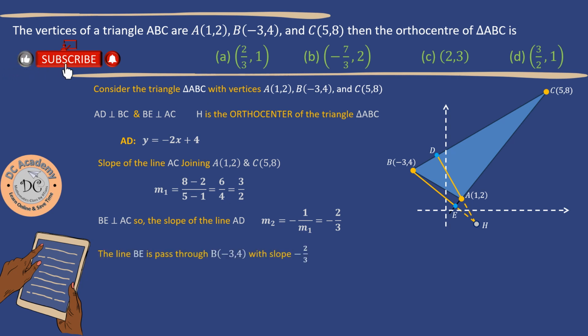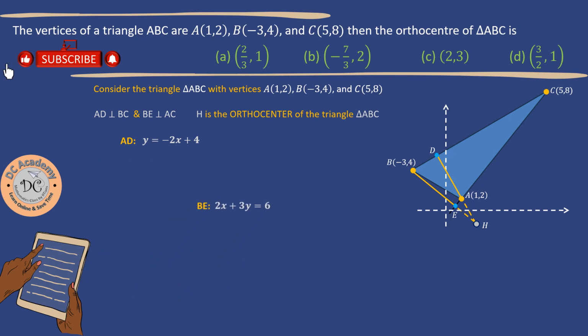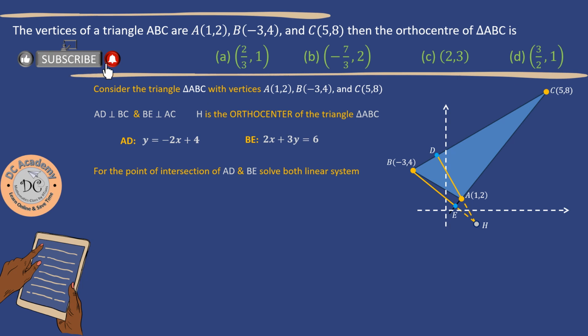Therefore, the line BE passes through the point B with slope -2/3. So the equation of BE is y - 4 = (-2/3)(x + 3). If I do the simple calculation and simplify it, we are able to get the equation of BE. To find the orthocenter, which is the intersection of the lines BE and AD, we solve both linear equations to obtain the point of intersection.